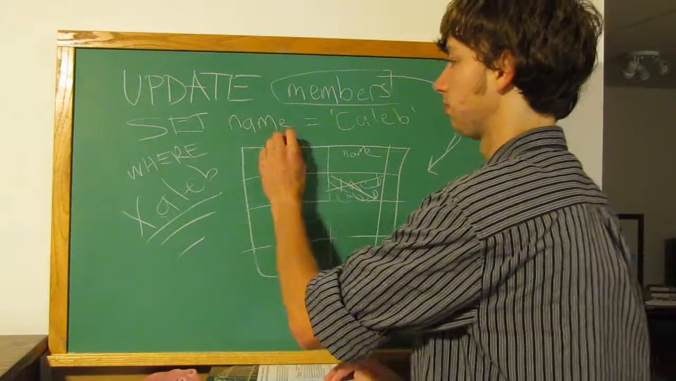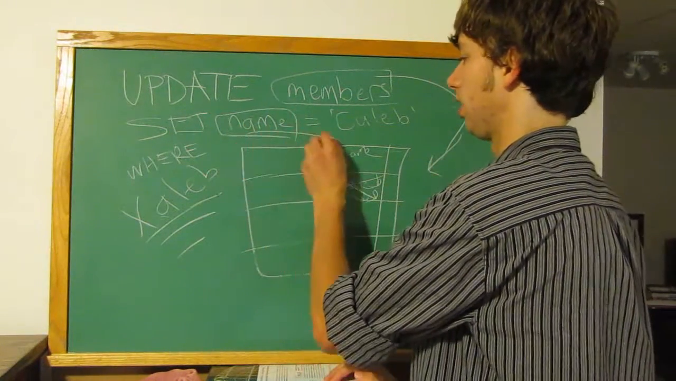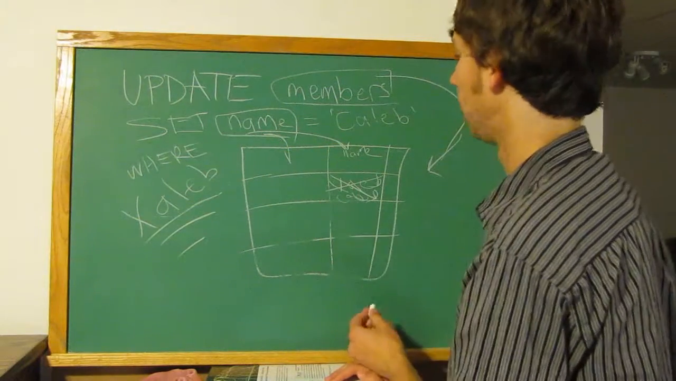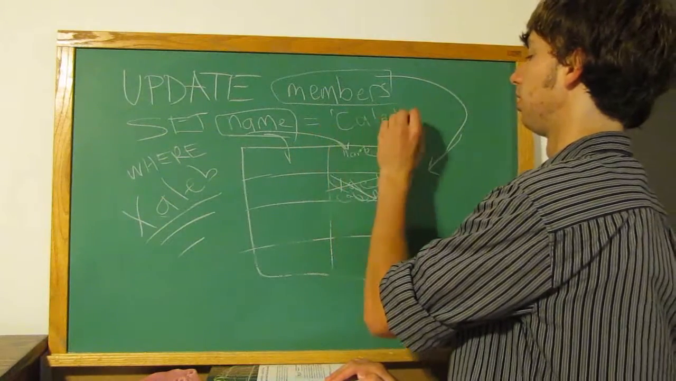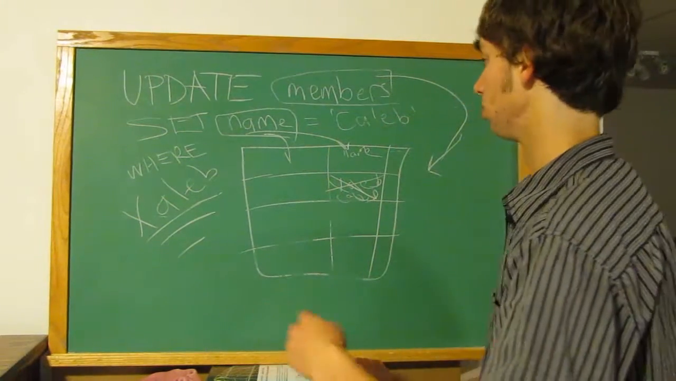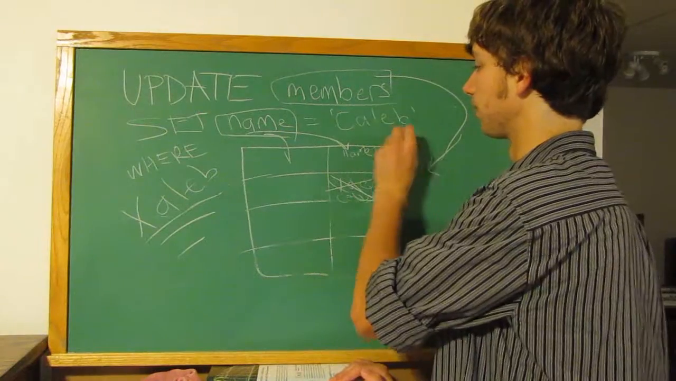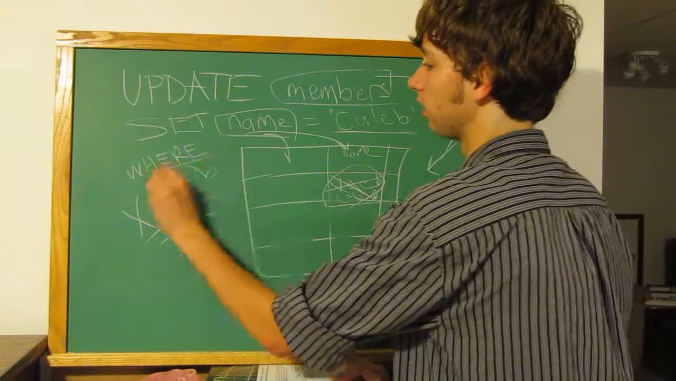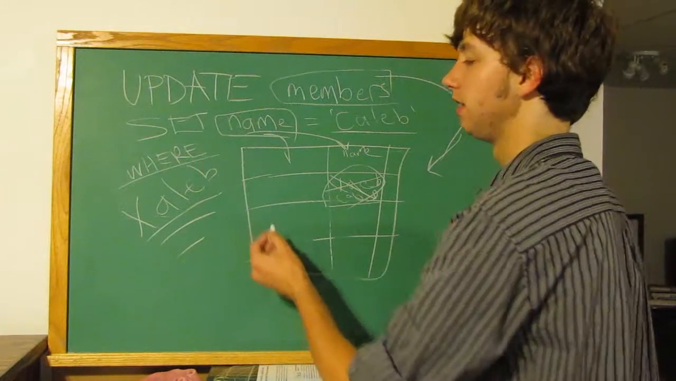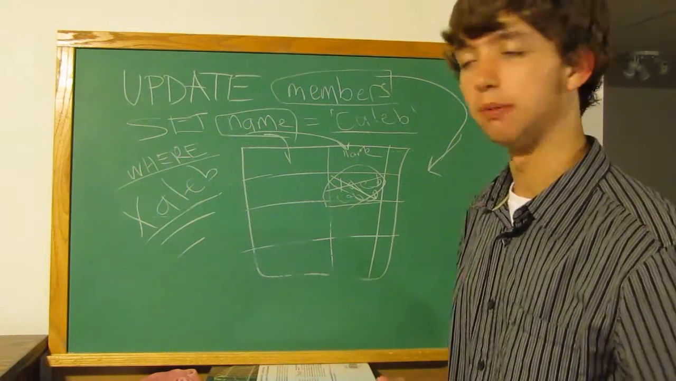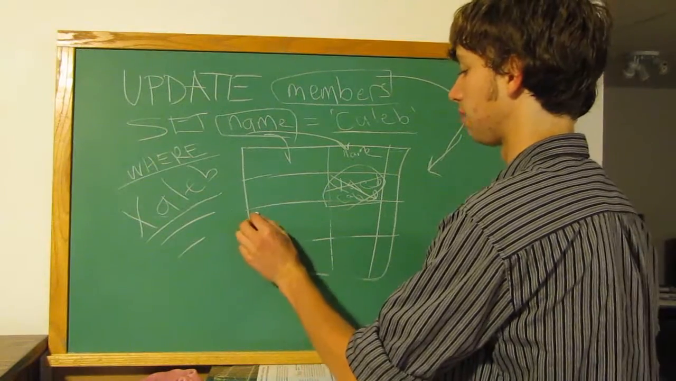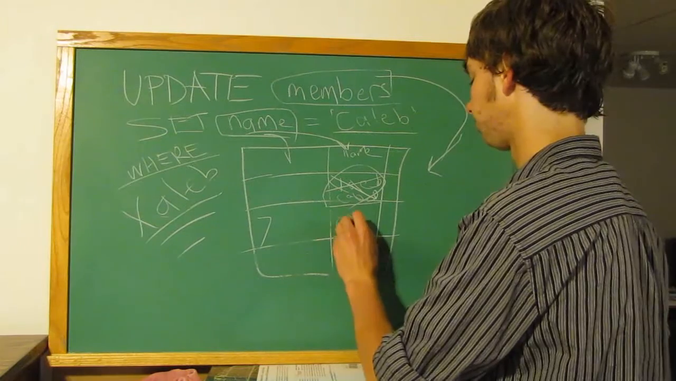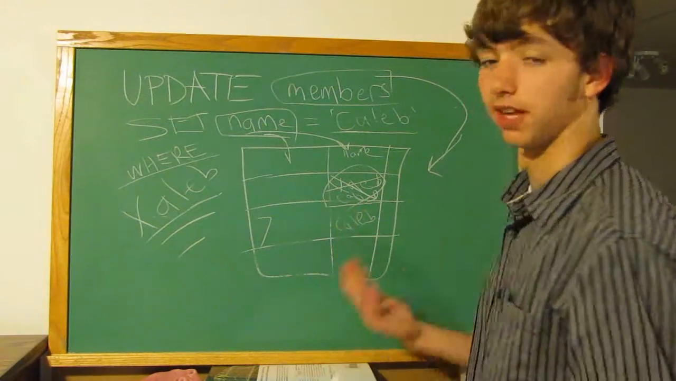So the column, this would go right here. So these are columns. So the name column. And we're going to make it equal to Caleb in single quotes or double quotes, whatever. So we're going to set it to Caleb right here. And where name or ID is equal to 7. So the primary key, let's say this one has a primary key of 7. And we're going to change his name to Caleb.